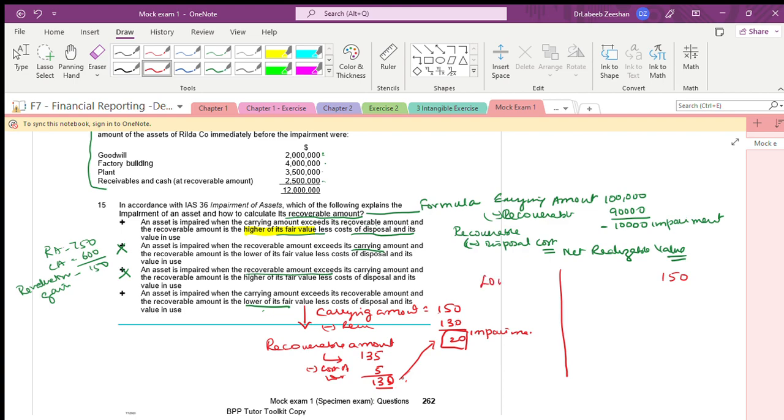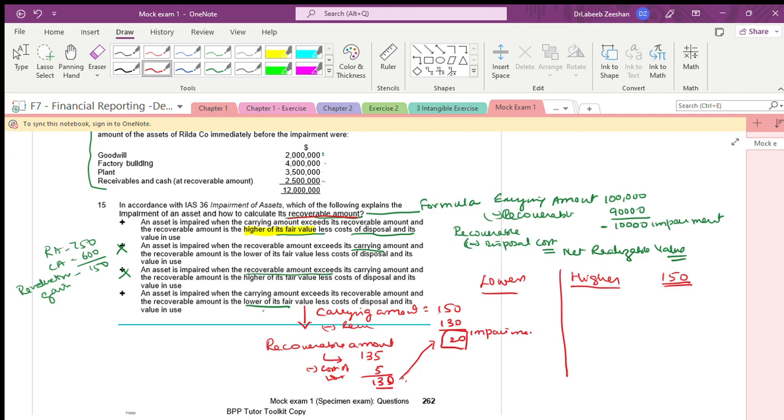Here we are talking in terms of the lower of the value, and here we are talking in terms of the higher of the value. Here 150 is the carrying amount. What is the rule? They say, which of the following explains impairment of an asset and how to calculate its recoverable amount? Now, what happens here? What is the recoverable amount?